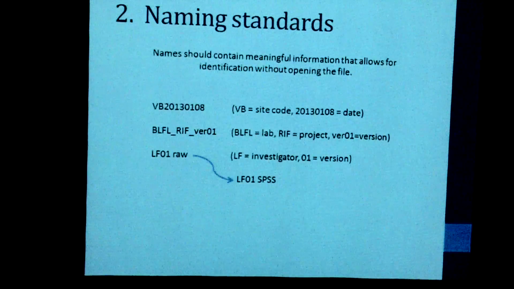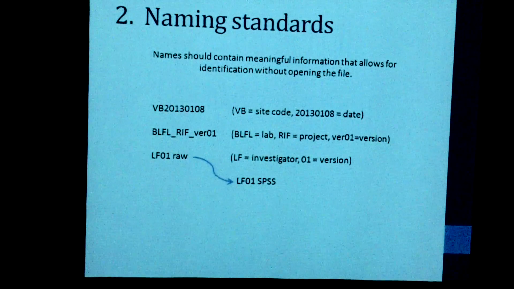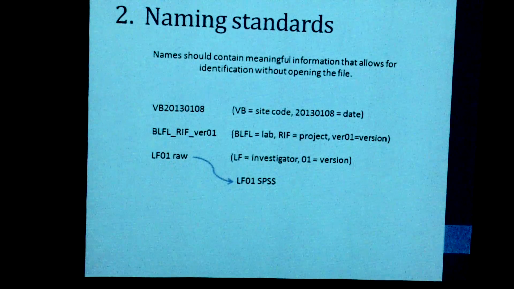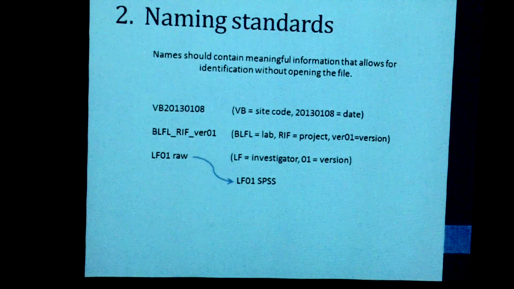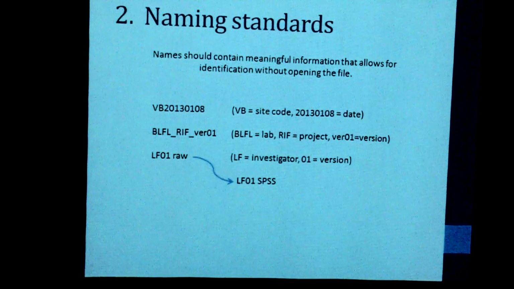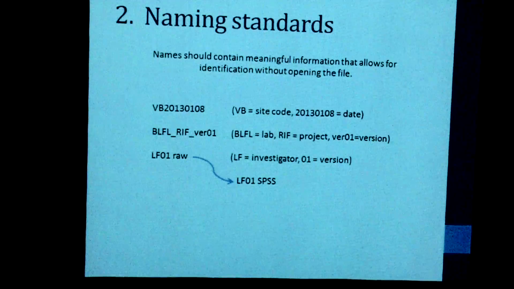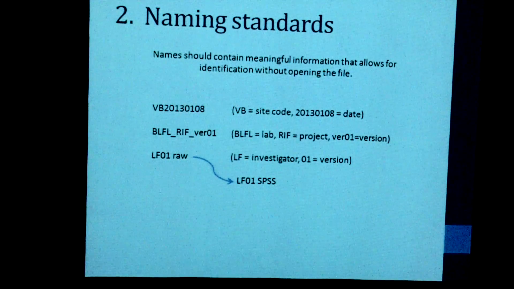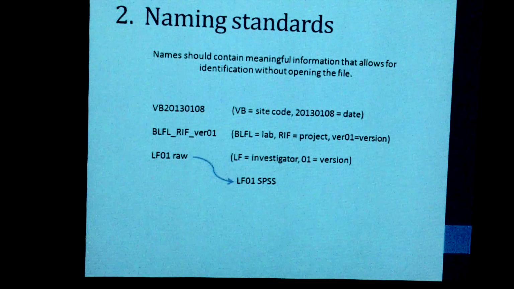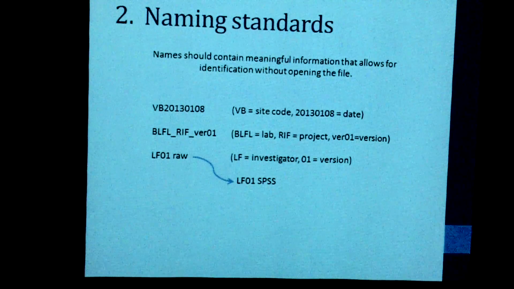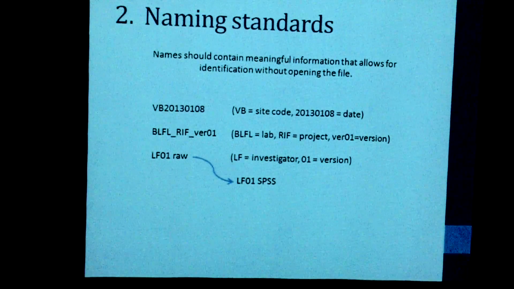Okay. So just a couple of examples of naming standards. You might have something like a site code if you're going to different locations. You indicate the date that this sample was collected. Maybe you have a lab name plus a project plus a version. Maybe you want to indicate who the investigator was. And again, I'm going to save my raw data separate from any sort of cleaned data that I create. So I have the LF01 raw data and the LF01 data that I've cleaned or formatted for SPSS.